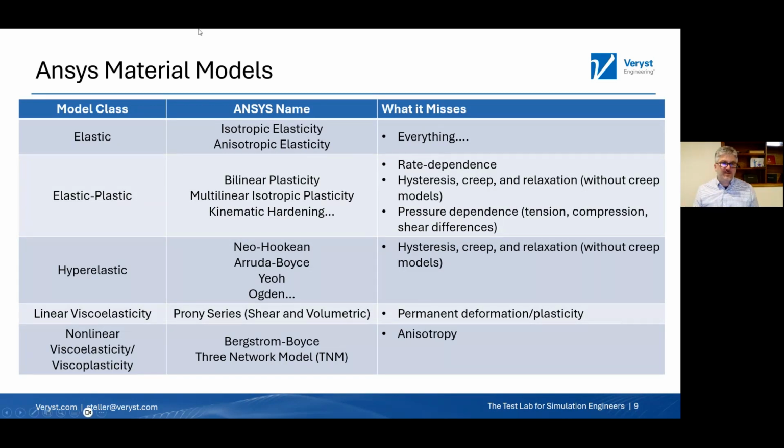Some codes you can get to, and I think Ansys is one of them. You can go back to an elastic plastic model that you see over here. If you go back to this elastic plastic model, there's some anisotropic yield behaviors and anisotropic elastic behavior that you can get in there, but you're going to lose a lot coming back from these. So it's a little bit of a trade-off.